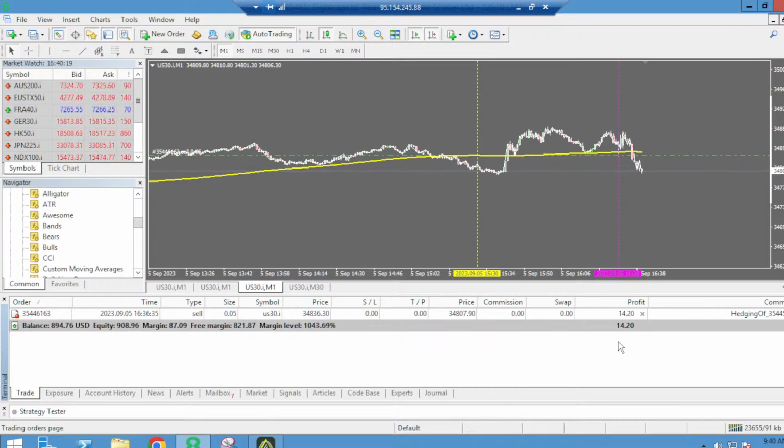Right now we're in profit. Price could just reverse and go back to the upside because we have not gotten to a level where the EA could close out the trade. We have not gotten to that level yet. So if we do get to that level, we'll make a decent amount of profit, maybe 10%, 15%, 20%.